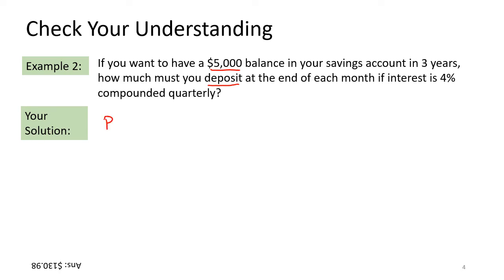So knowing that you have a future value and you're trying to find a payment, you start with the formula. Payment is equal to your future value times your equivalent rate of interest divided by 1 plus that equivalent rate of interest to the exponent n, minus 1. So now, on the right-hand side, your future value is $5,000. It's how much you want in that account.